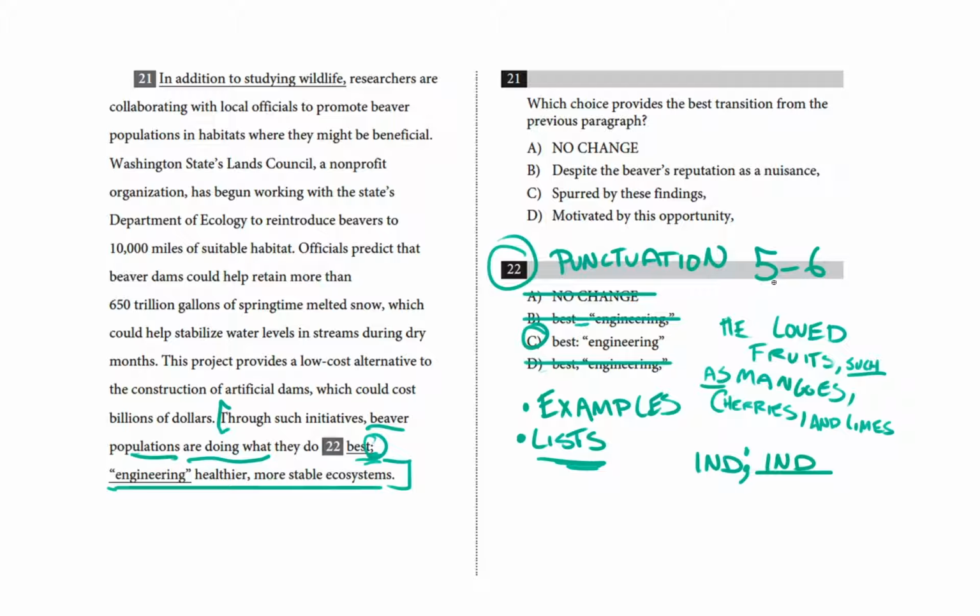So that's your checklist. If it introduces an example or a list and there is at least one independent clause, then the colon might just be the punctuation that you need.